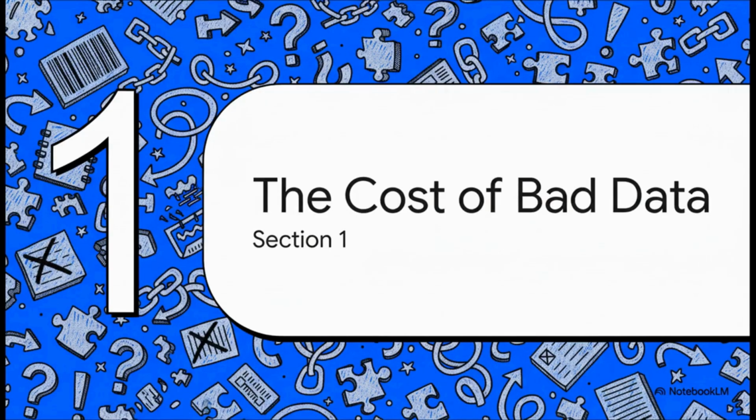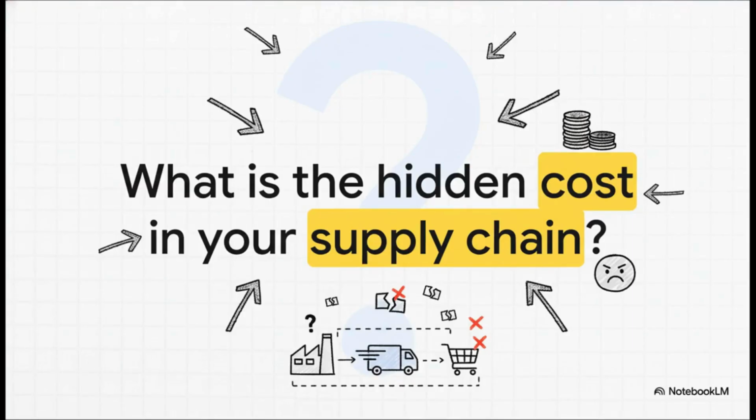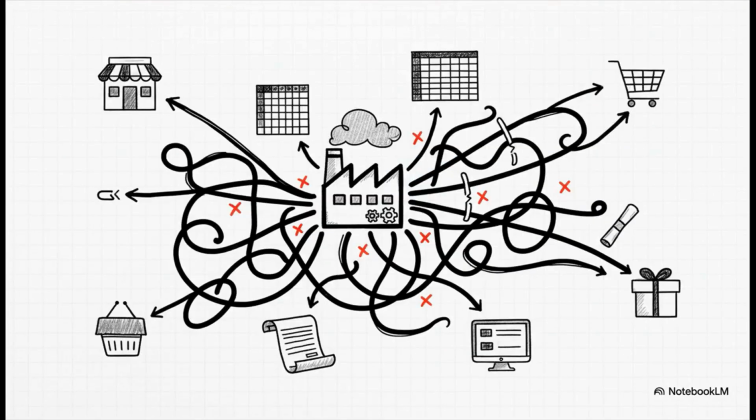So before we can really appreciate GDSN, you've got to understand the absolute chaos it was designed to clean up. I want you to really think about this for a second. Somewhere between your warehouse and your customer's shopping cart, there's a hidden cost, a point of friction that almost always boils down to one simple thing: bad product data. For decades, this is how things worked. And honestly, it was a mess.